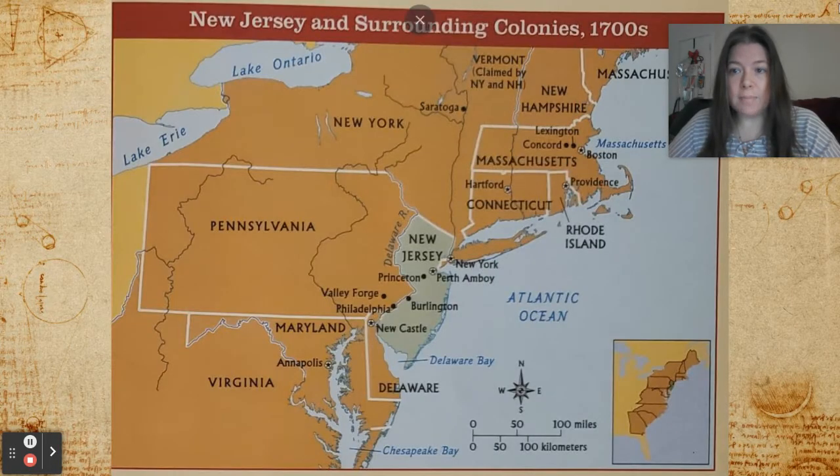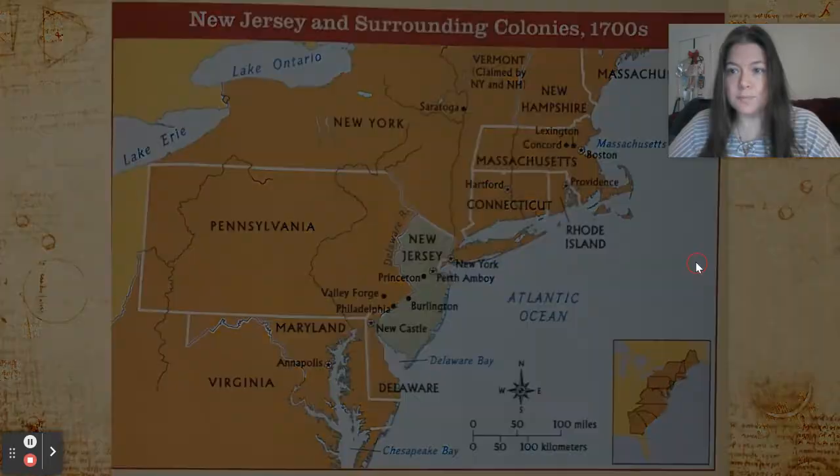This is a map that is on page 5. Divided Loyalties takes place in New Jersey, which we see highlighted here, and it also shows you the colonies that surround New Jersey: New York, Pennsylvania, Maryland, Virginia, Delaware, Connecticut, Massachusetts, so that you have an idea of where the events take place. These were the surrounding colonies in the 1700s, and down here in the inset, you can see all 13 colonies and where New Jersey was.